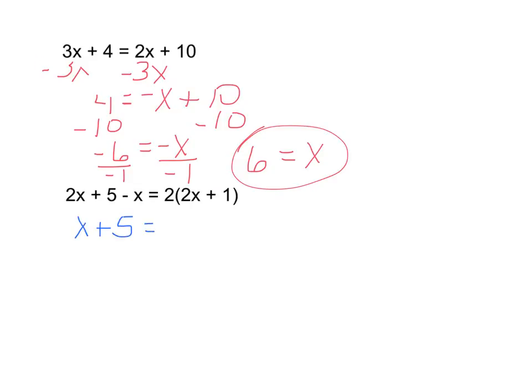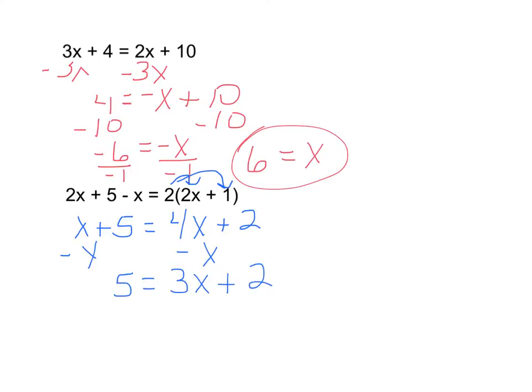On the other side of the equation, I'm going to distribute this 2 to get rid of my parentheses. So 2 times 2 is 4, and then an x plus 2. Now I have an equation that looks like the one that we just solved. So same thing, I have an x on both sides of the equation. I'm going to take whatever's on the left, and I'm going to subtract x from that. So 5 equals 3x plus 2.